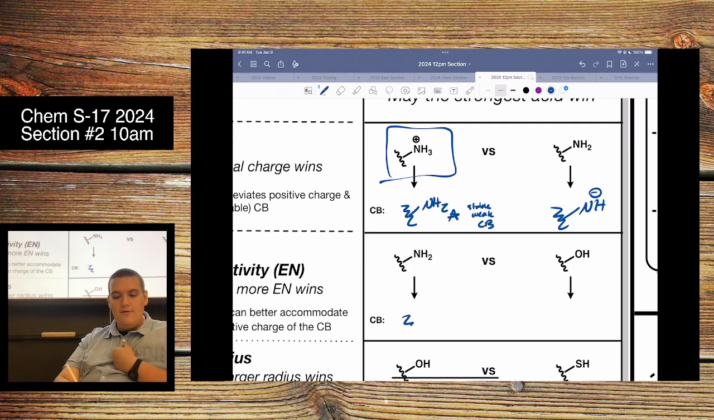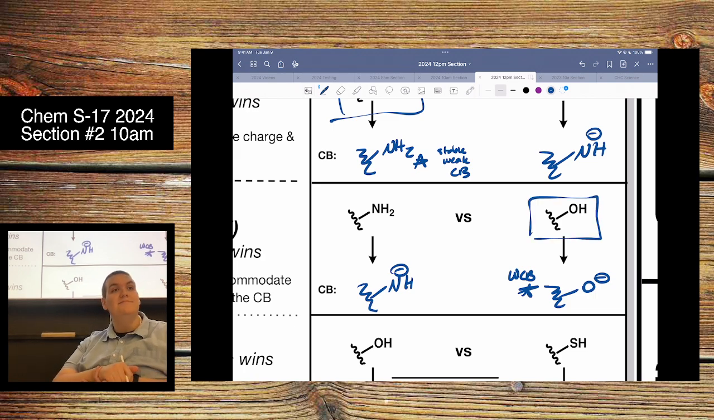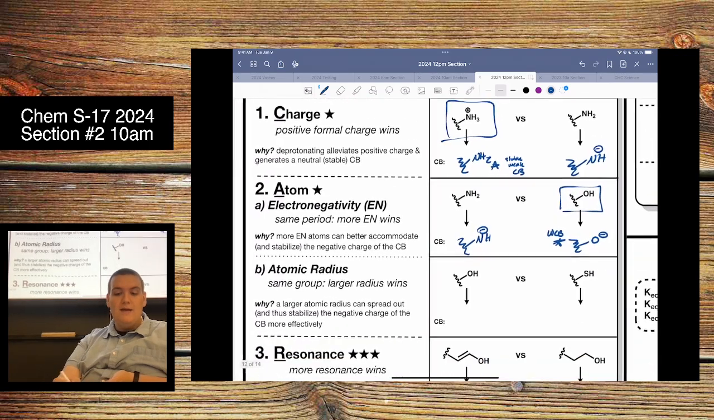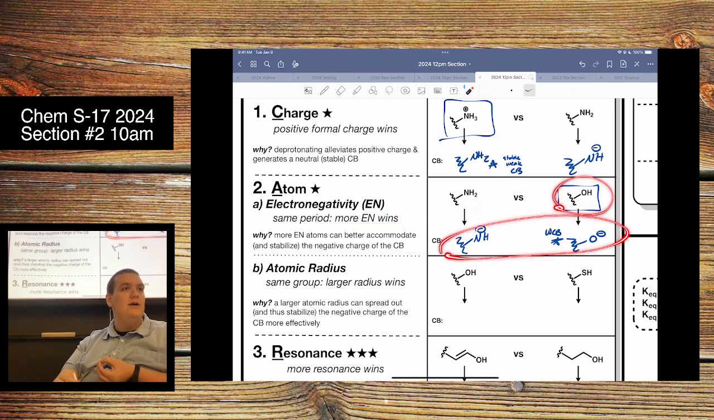Great. So now we remove the hydrogens from each one of these, and we're comparing O minus and N minus. Which one's more stable with a negative charge, nitrogen or oxygen? Oxygen. Why? It's more electronegative. So this one is the more stable, weak conjugate base, so we know it has the stronger acid. And again, we can generalize this, and I phrase it as: the more electronegative element wins. So this one is the most acidic here, but we're explaining it in terms of conjugate base stability.